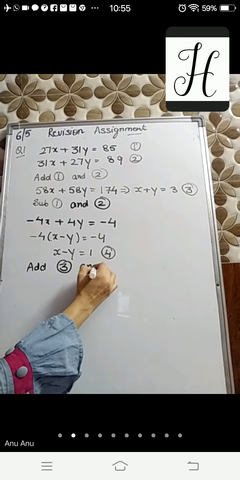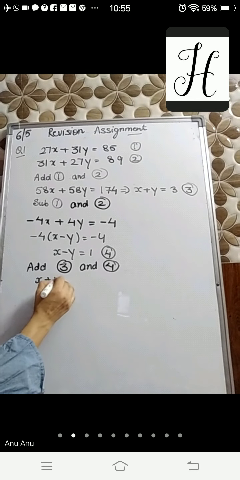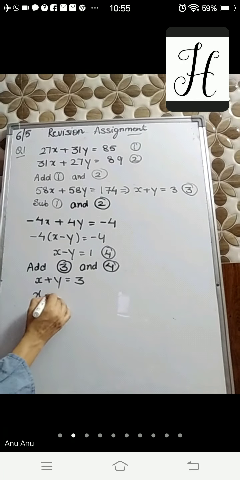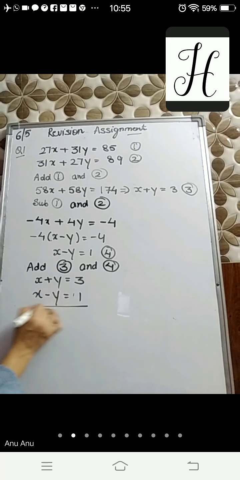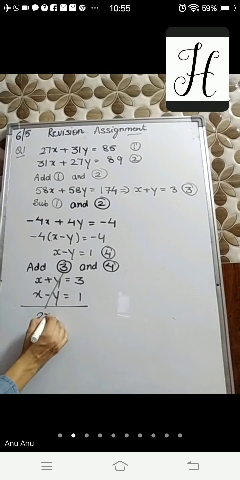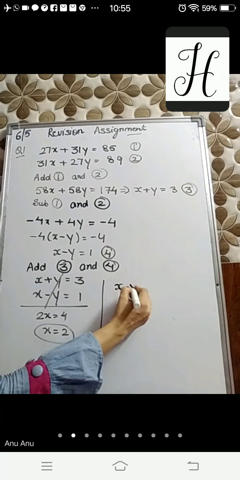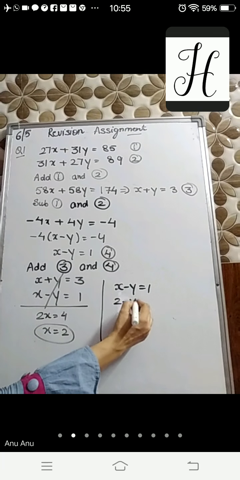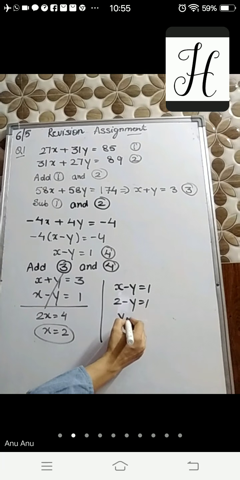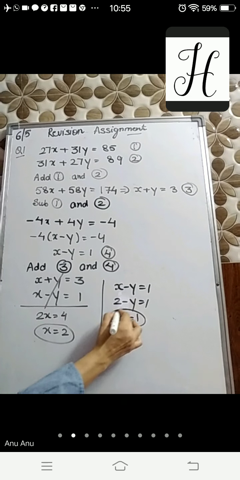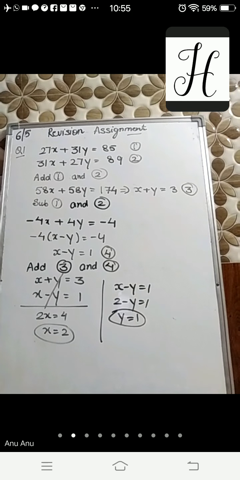3 and 4. So x plus y is equal to 3, x minus y is equal to 1. This will give you 2x is equal to 4, x is equal to 2. If you remember, yesterday we got the same answer for that question also. Now y will come 1. So x minus y is equal to 1, x is 2, so y you will get as 1. So the values of x and y we have got by the same method that we followed yesterday. Is it clear?